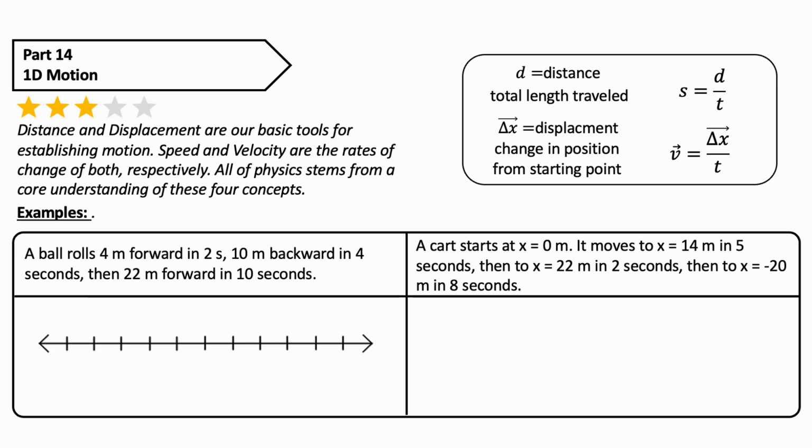A great tool to help us visualize is just to make a little number line. Really, you don't need to be exact with this number line. I'm not even going to put real values on it. I'm just going to pick a place to start, and I'm going to visualize moving 4 meters forwards, because that's what this ball does.